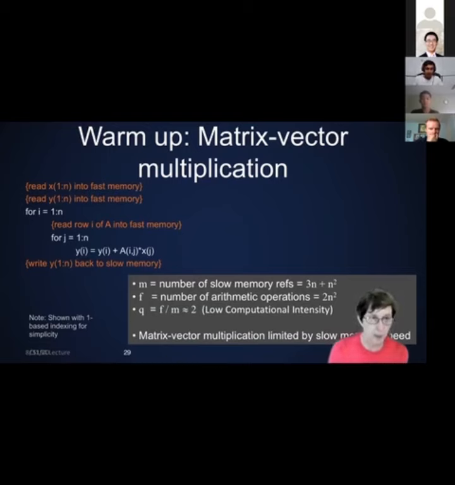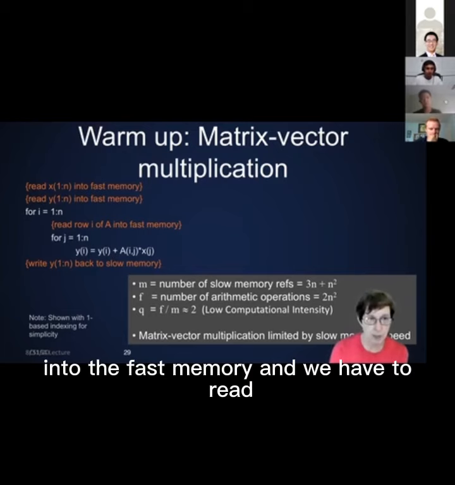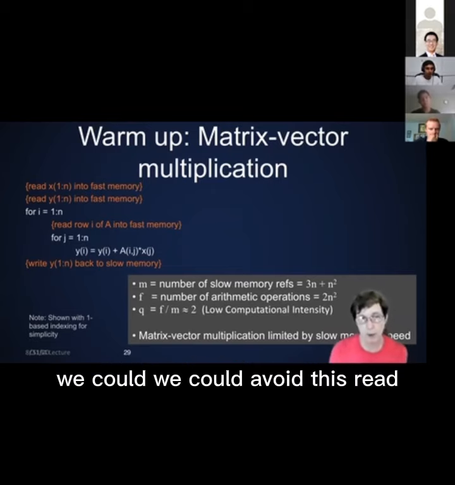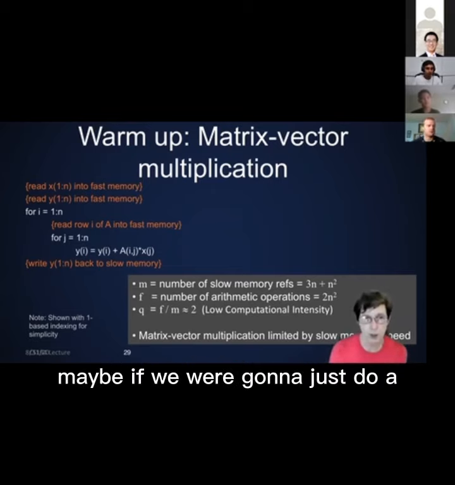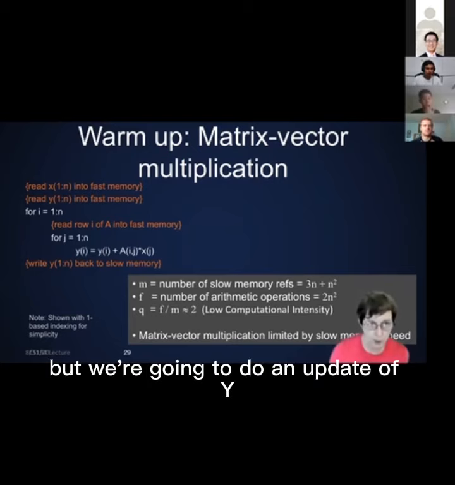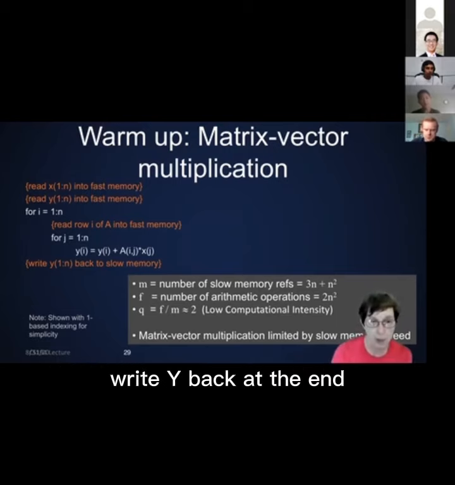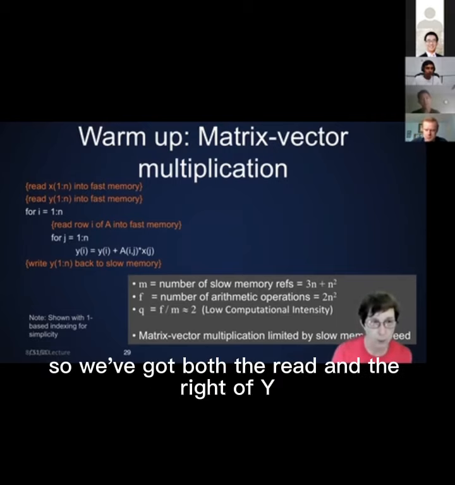Well, we have to read the vector x into the fast memory, and we have to read the vector y, which is the result, into fast memory, because we're going to write on top of it. We could avoid this read maybe if we were going to just do an overwrite of y, but we're going to do an update of y the way the code is written. And in any case, we're going to have to write y back at the end. So we've got both the read and the write of y.